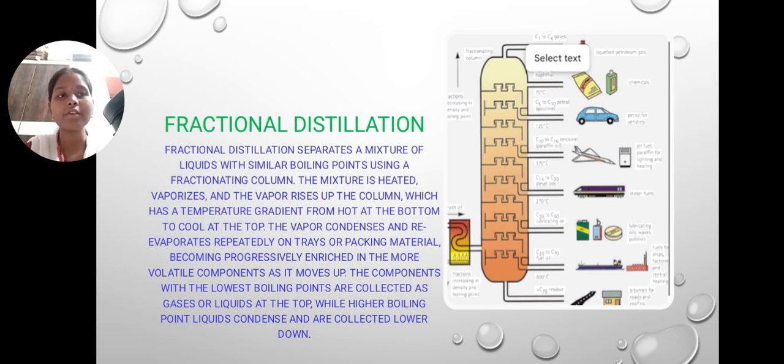This is called a fractionating column, which is hot at the bottom and cool at the top. The vapor condenses and re-evaporates repeatedly on trays or packing material, becoming progressively enriched in the more volatile components. As it moves up, the components with the lowest boiling points are collected as gases or liquids, while liquids with higher boiling points condense and are collected lower down.